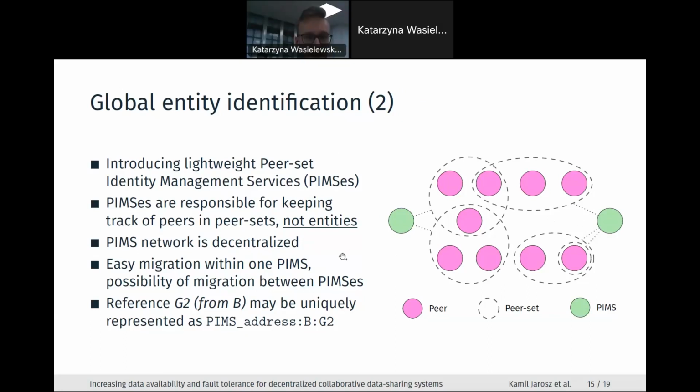And using such a service allows us to reference other entities globally, because now we can use the address of the PIMS service and, for example, append a unique peer set name. So we have now identified the peer set, because the PIMS is a concrete service. We have its address and it knows which peers are currently inside the peer set. Appending an entity name, we can uniquely identify the entity.